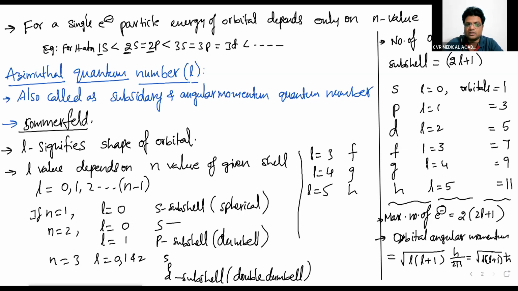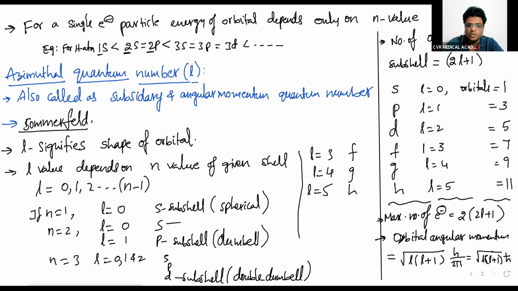Look at that. The L value for s orbital is 0. Then this value will be equal to root over 0 into 0 plus 1 into h by 2 pi. What is that value? 0. 0 into something is 0, and root 0 is also 0. So the orbital angular momentum for s orbital is 0. That is actually observed.